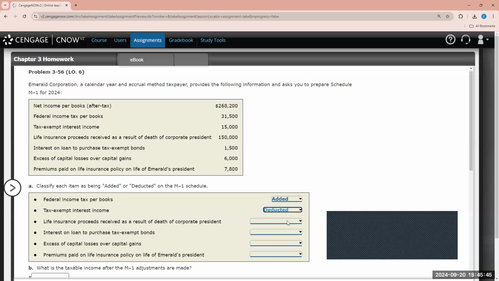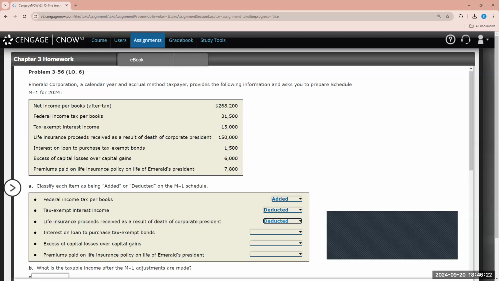So therefore, because it's not included in taxable income, we deduct it. Next, we have interest on loan to purchase tax exempt bonds. Any interest on a loan to purchase a tax exempt bond is deducted for financial accounting purposes, but for income tax purposes, it is not considered deductible. And the reason being, if we think of it logically, the tax exempt bonds are not reported as income. So, based on the IRS's logic, why would we allow a deduction for income that is not taxable?